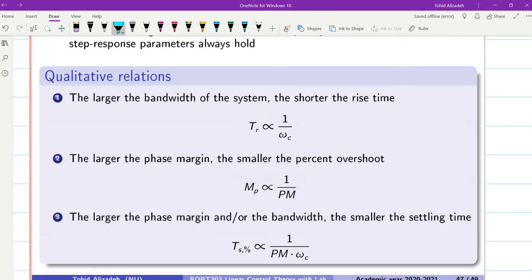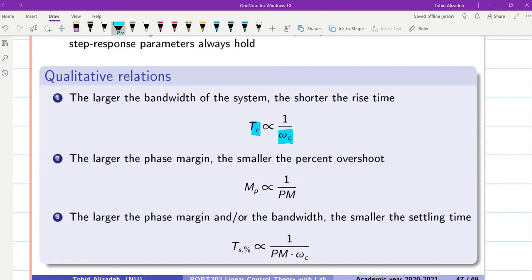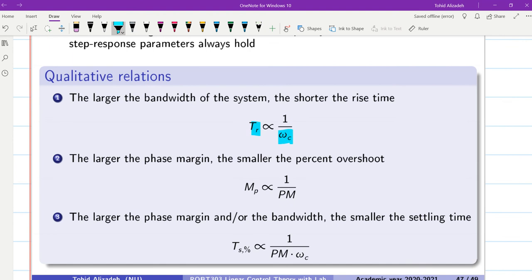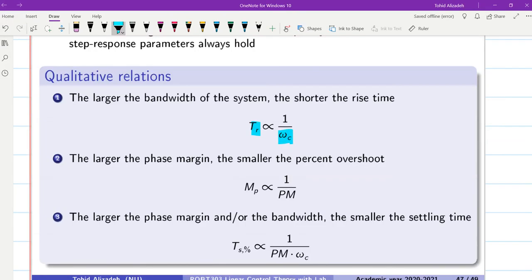If you take into account the relation between the rise time and the crossover frequency, we can see over here that as the crossover frequency becomes smaller, rise time will become bigger, and vice versa. So if you want to have a small rise time, you need to have a bigger crossover frequency. In the design mode, when you have designed the controller, then you can look at the obtained rise time, and if you are not happy with that and you want to decrease it, then you go back and increase the crossover frequency.